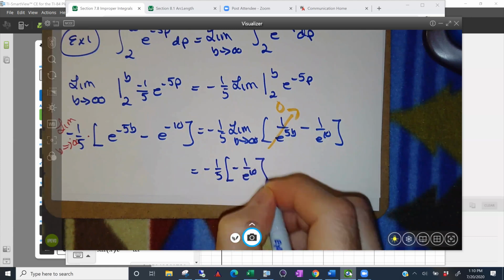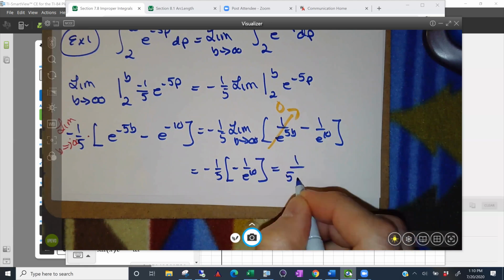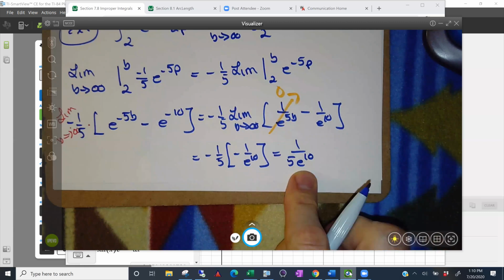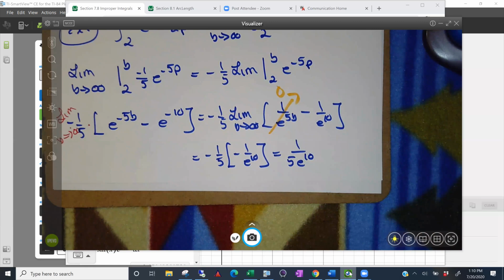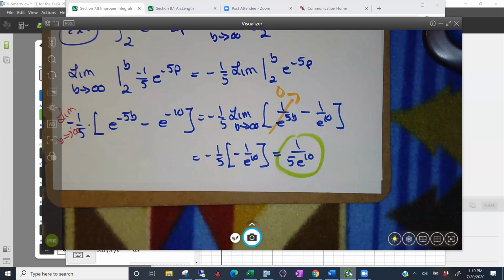The two negatives cancel, so I'm left with 1 over 5 e to the 10th, which is a really small number. No idea exactly what it would be, but it's going to be really small. There's just not that much area between the curve and the x-axis between 2 and infinity. But what area there is is represented by this. Cool. That was a nice warm-up example.